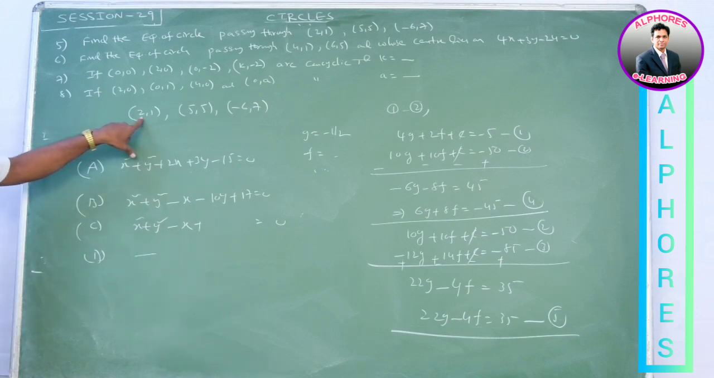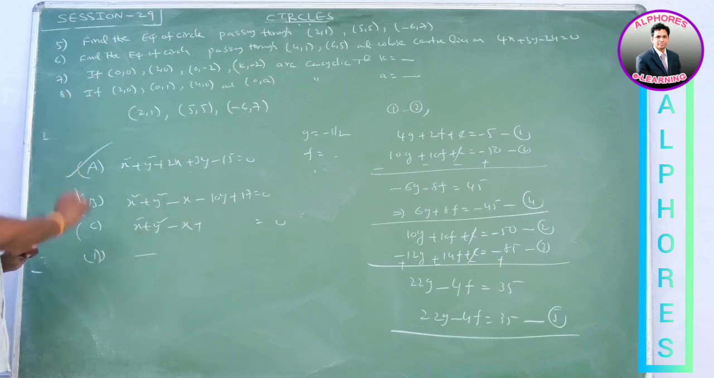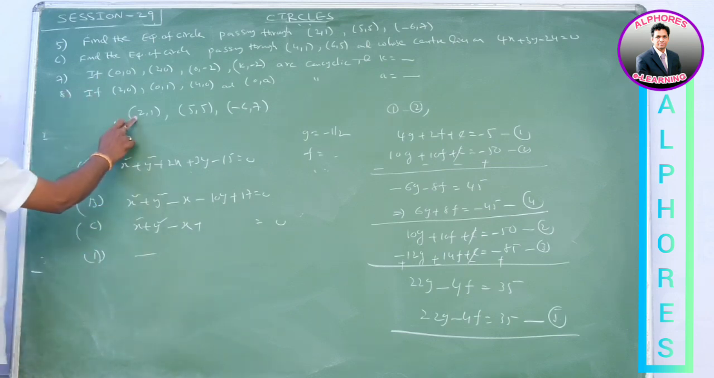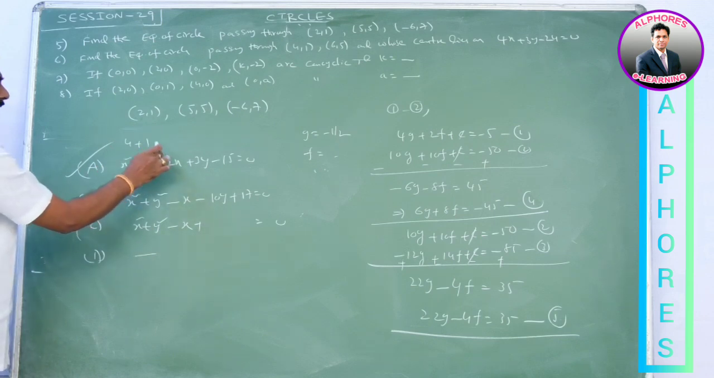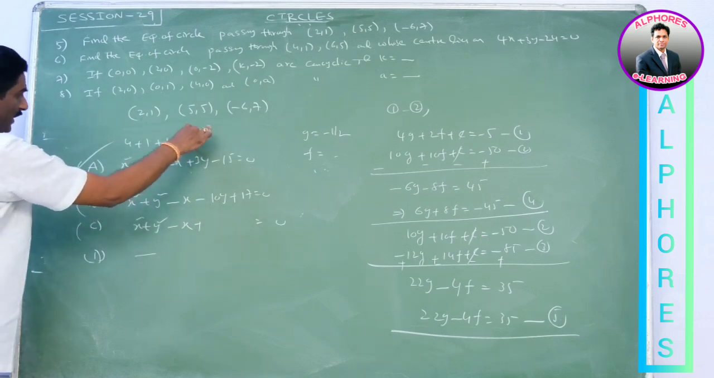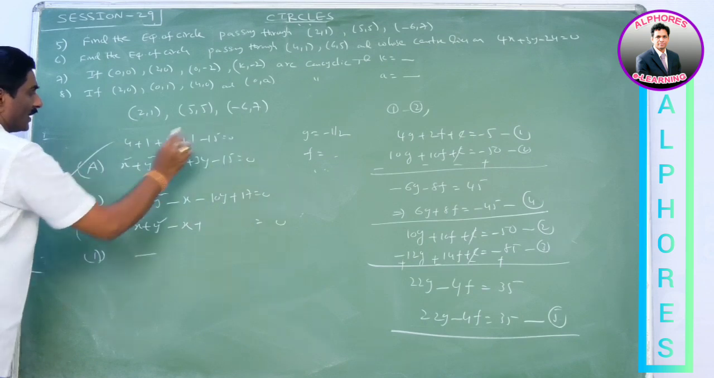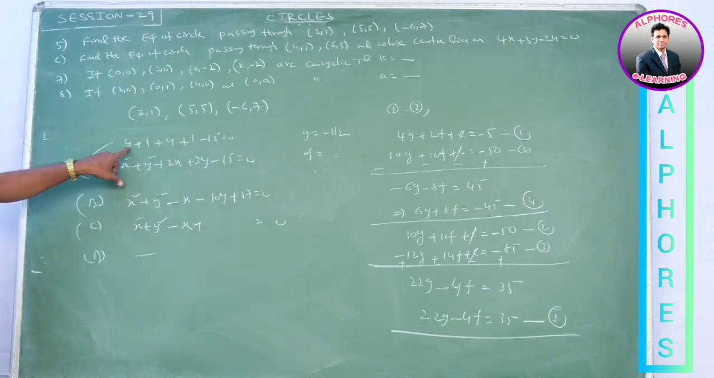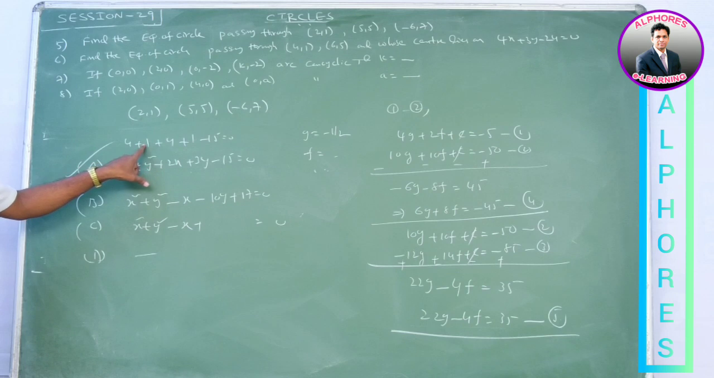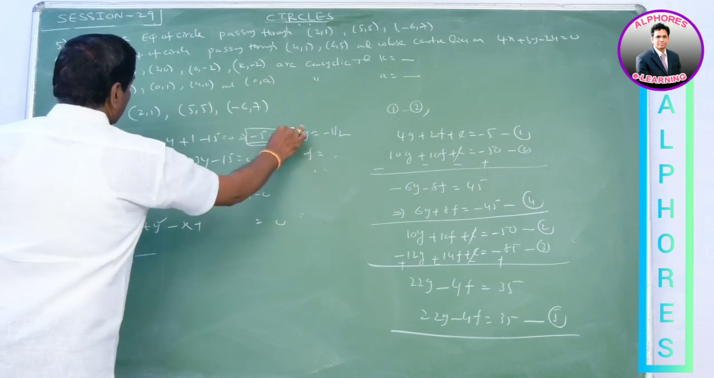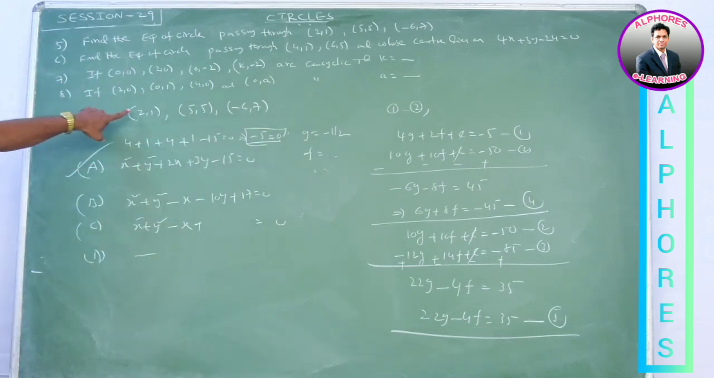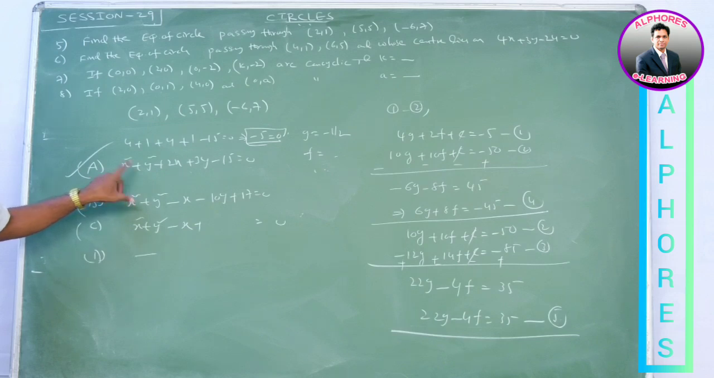The point 2, 1 lies on the circle. So substitute the point 2, 1 in option A, where x is equal to 2 and y is equal to 1. That means 4 plus 1 plus 4 plus 3 minus 15. Is it true or false? Check it. 4 plus 4 plus 2, 10. 10 minus 15 means minus 5 is equal to 0. It is meaningless. That is wrong. That means the point 2, 1 does not lie on this circle. So it fails.